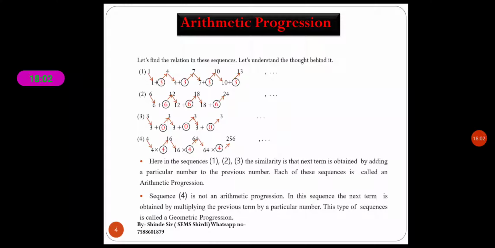Okay, if we multiply each term by a particular number, then we get the next number. This sequence is known as a geometric progression, and this geometric progression we will study in 11th or 12th standard. Okay, in this lesson we only study the arithmetic progression.